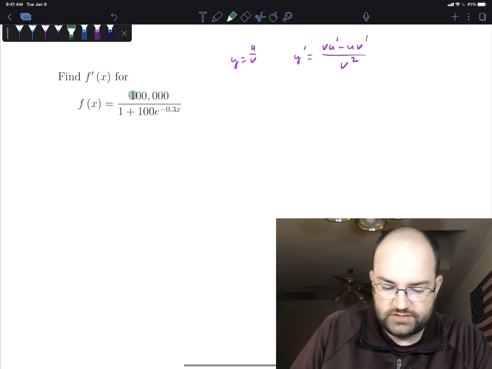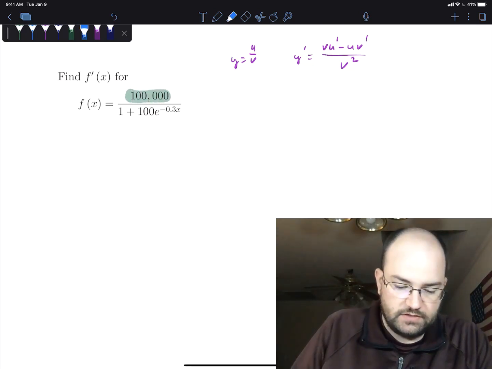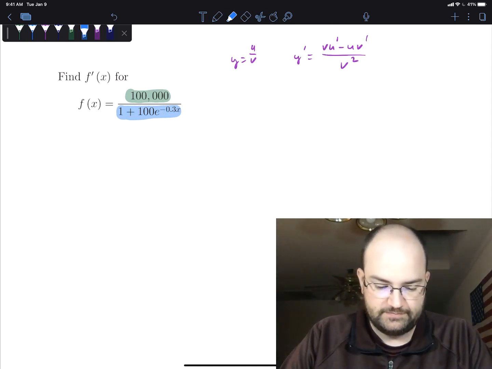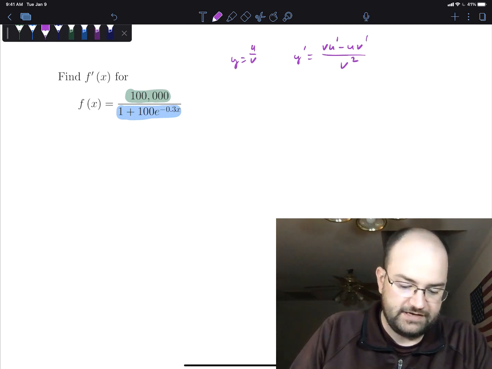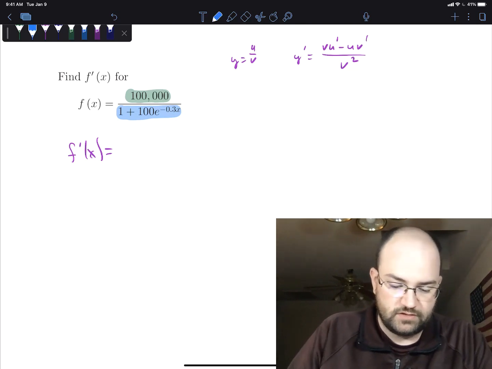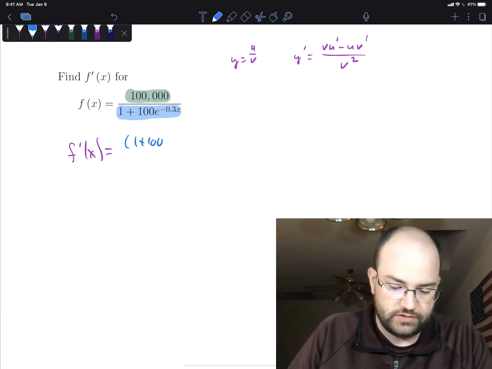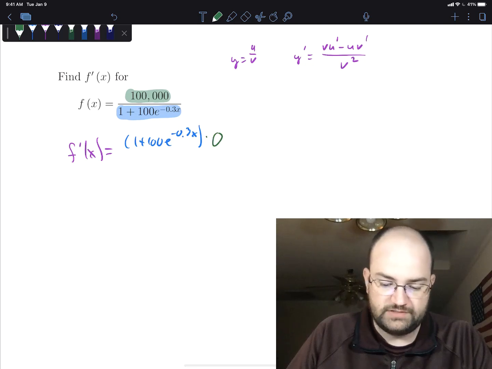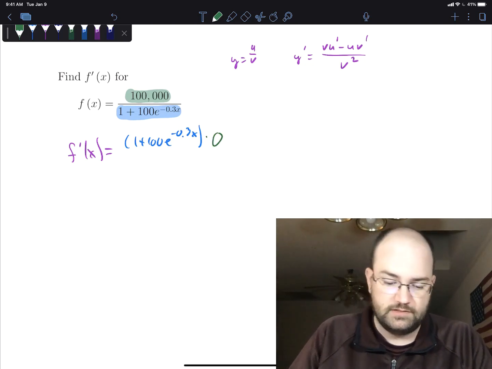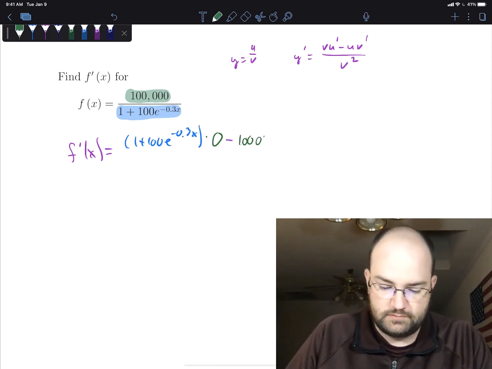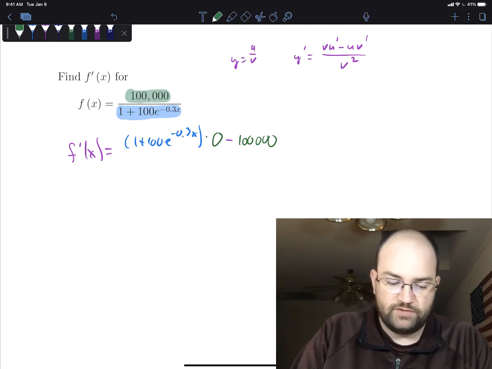So let's go ahead and see what we have here. The numerator is just 100,000. The denominator is 1 plus 100 e to the negative 0.3x. So to take this derivative, to find f prime of x here, let's use the quotient rule. It's going to be the bottom, 1 plus 100 e to the minus 0.3x, times the derivative of the top. And the derivative of the top is 0 because 100,000 is a constant. And then minus the top, 100,000, times the derivative of the bottom.